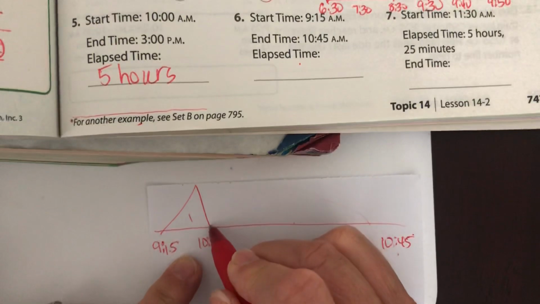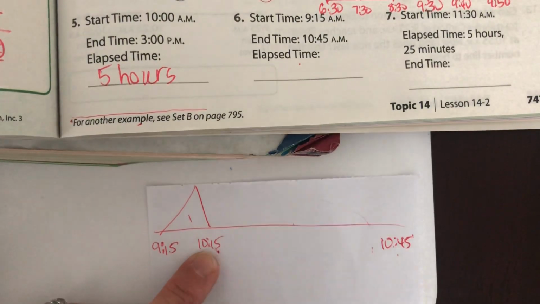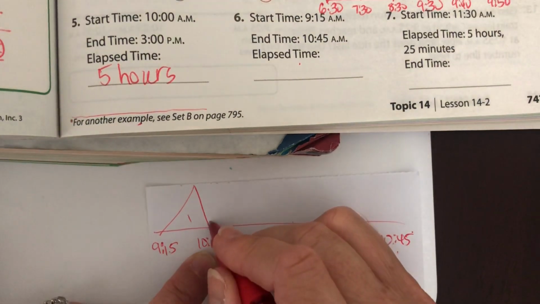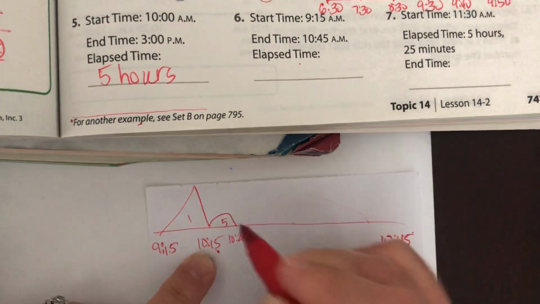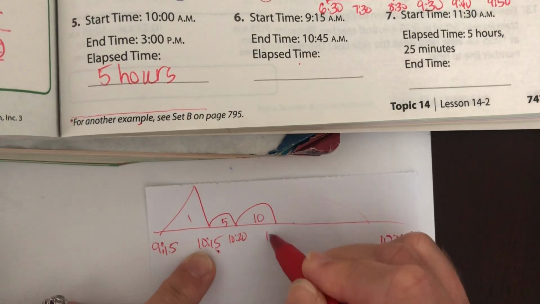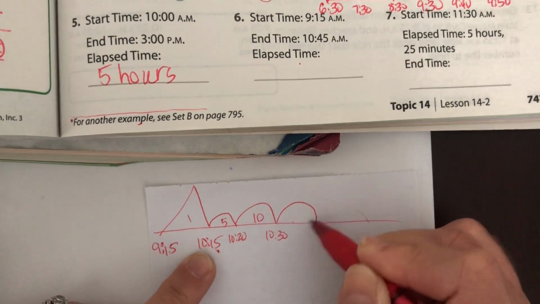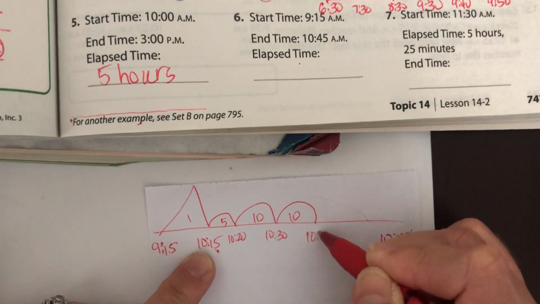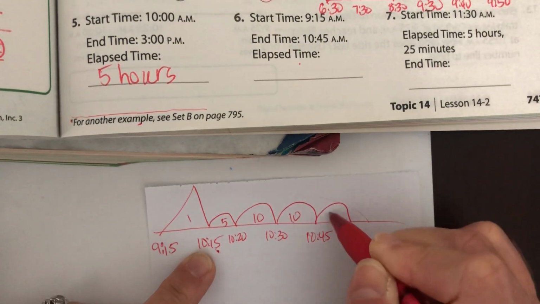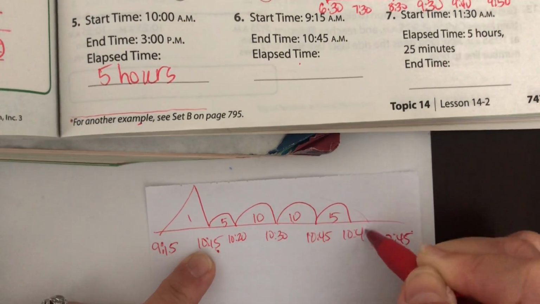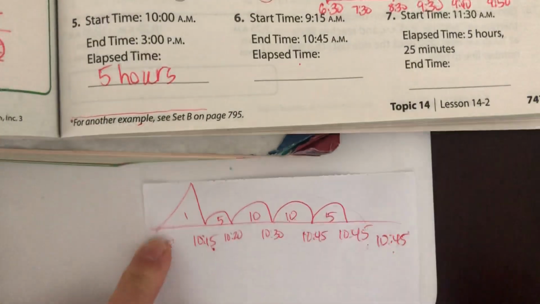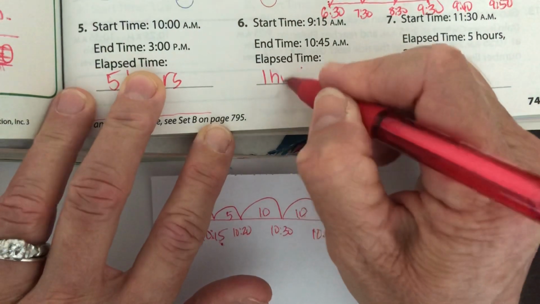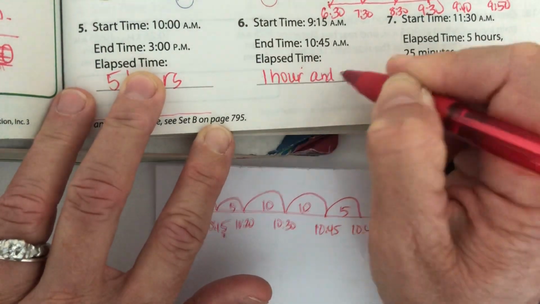I would look at this and go, okay, I'm going to get this to a number that ends in 0, because it's way easier to go 20, 30, 40, 50 than that. So I would do 5 minutes and get it to 10:20 and then 10:30, 10:40, and 5 minutes to 10:45. And so it's 1 hour and 10, 20, 25, 30. 1 hour and 30 minutes.